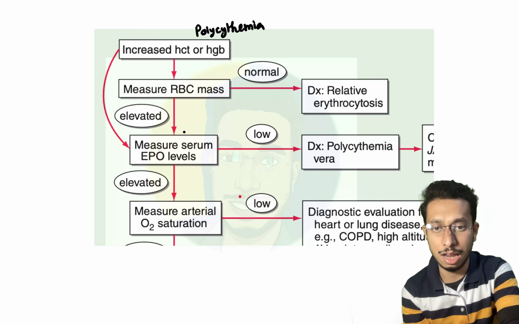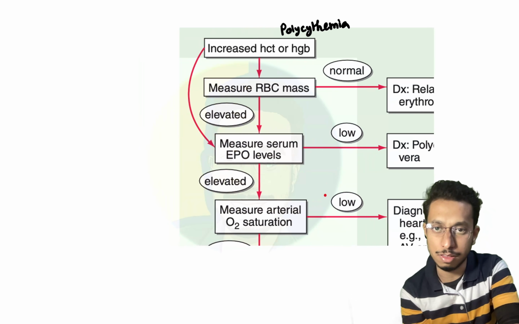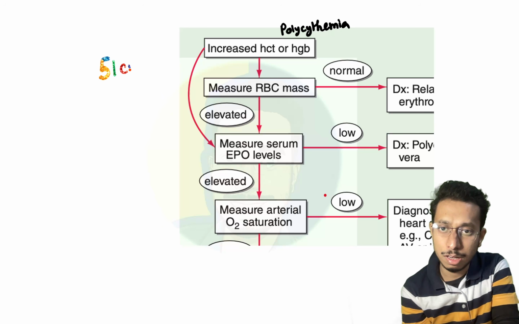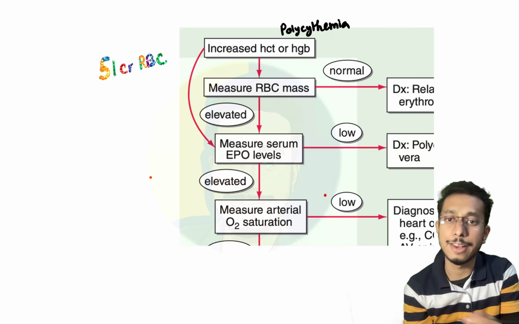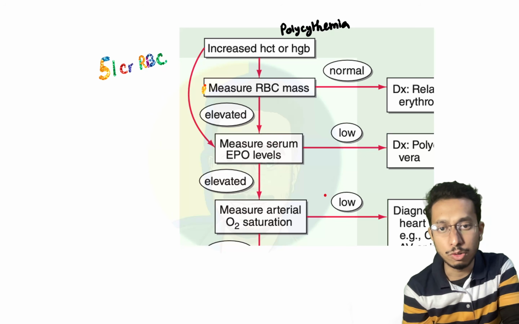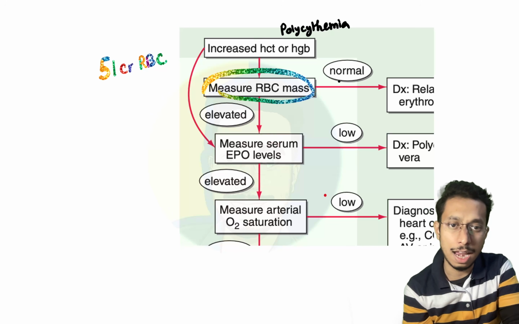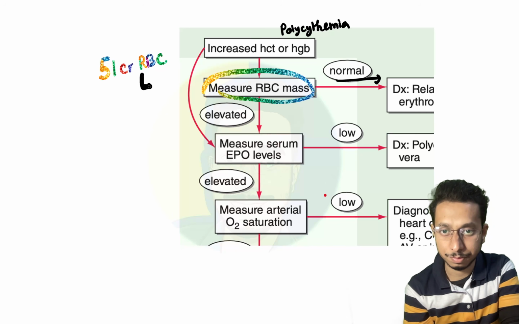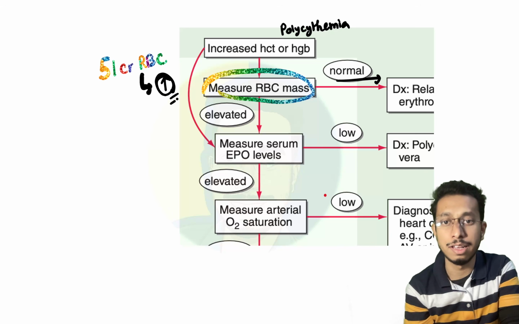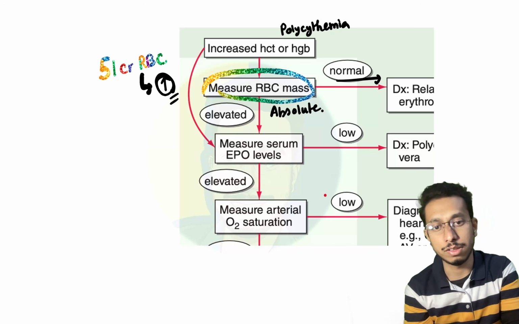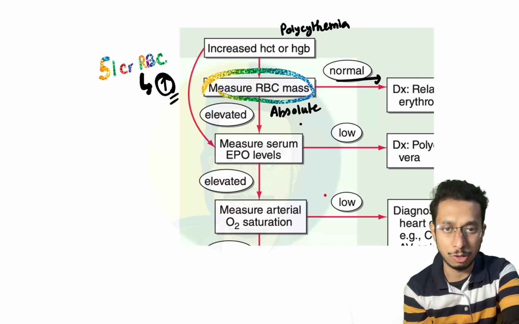How can it be differentiated? The gold standard test for this differentiation is taking the patient's 51 chromium-labeled RBCs and checking the radioactivity after 2 hours. If the radioactivity is normal, it means the total RBC mass in this patient is normal and the patient is having relative erythrocytosis. Whereas if this radioactivity is elevated, that means red cell mass is increased and it is absolute erythrocytosis.